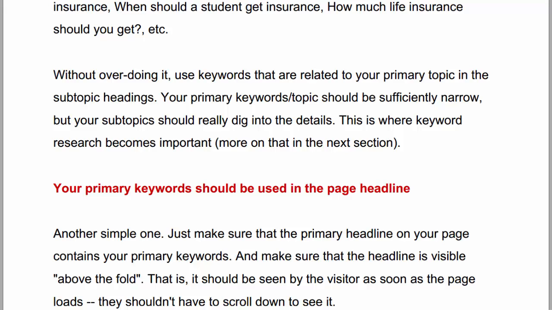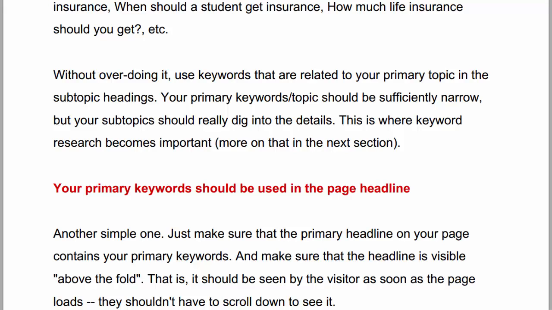And so on. Without overdoing it, use keywords that are related to your primary topic in the subtopic headlines. Your primary keywords or topic should be sufficiently narrow, but your subtopic should really dig into the details. This is where keyword research becomes very important. More on that in the next section.